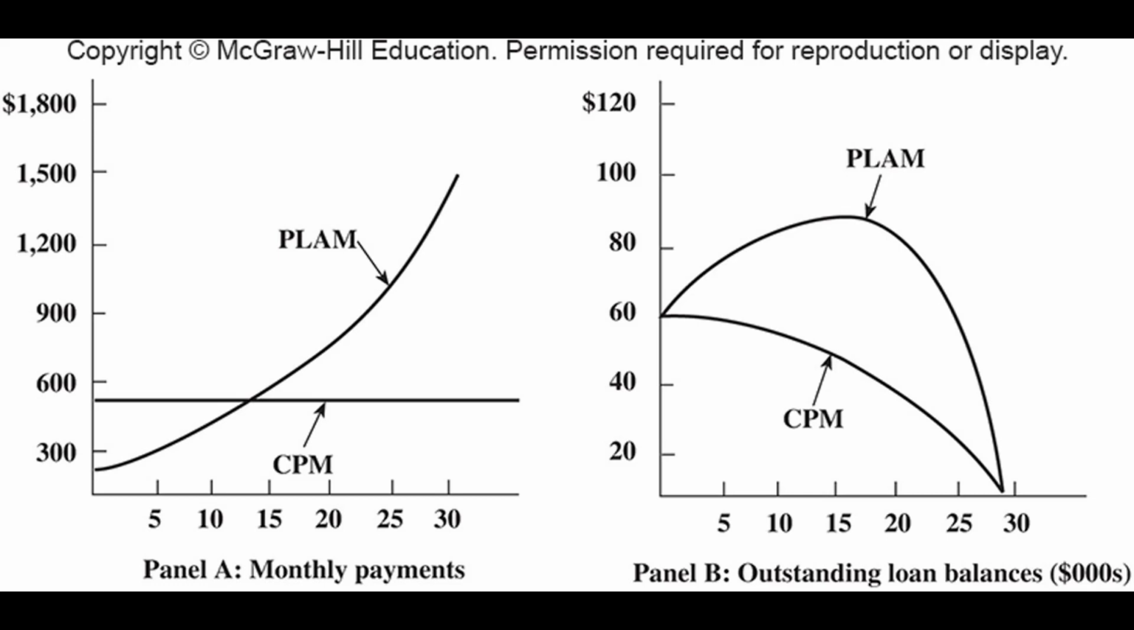6%. As you can see, compared to the constant payment mortgage, the monthly payments on the price level adjusted mortgage are increasing over time with inflation, whereas the constant payment mortgage is flat. Also, the outstanding loan balance on the price level adjusted mortgage may increase before it decreases, whereas the constant payment mortgage is constantly declining in balance.